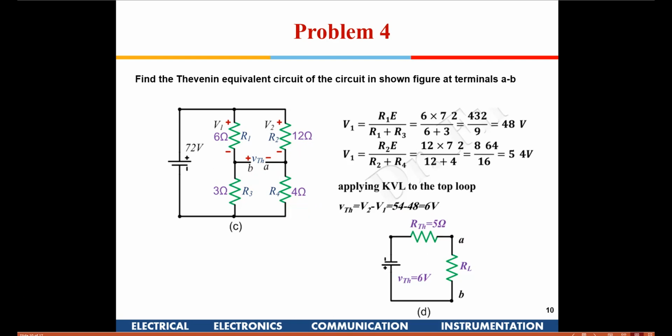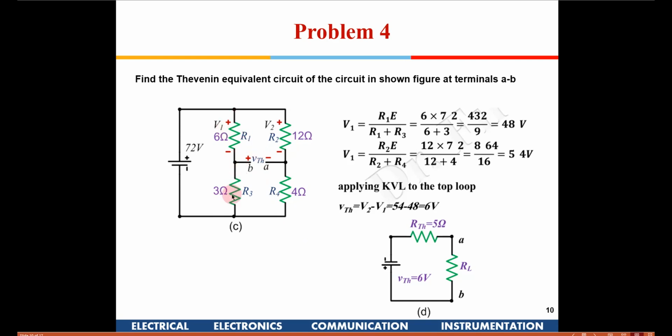Yeah, you have a question? Oh, sorry. Yeah, so I am not able to understand how we got the 6 by 6 plus 3. Like for V1, how we got 6 by 6 plus 3.